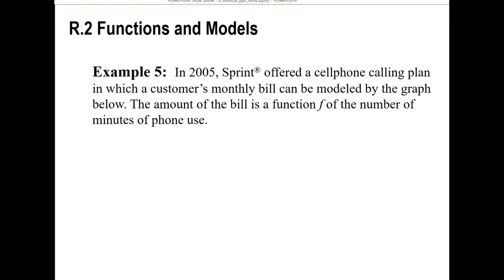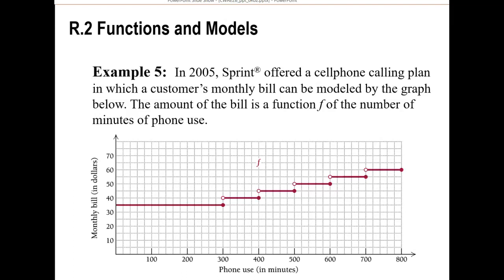All right, our next example is an application. In 2005, Sprint offered a cell phone calling plan in which a customer's monthly bill can be modeled by the graph below, which we will show right here. The amount of the bill is a function f of the number of minutes of phone use. Okay, so number of minutes down here on the bottom, and then it corresponds to the dollar amount of the bill based on how many minutes per month.